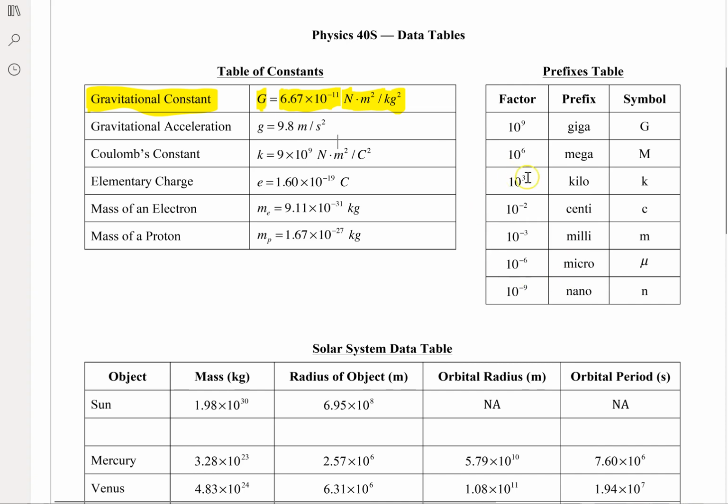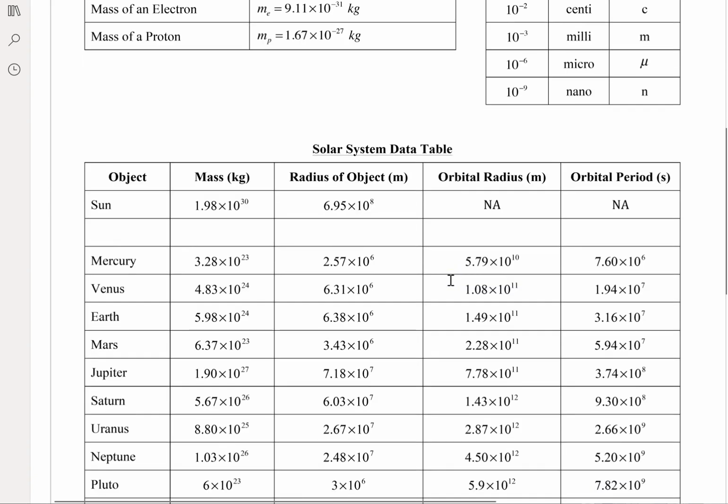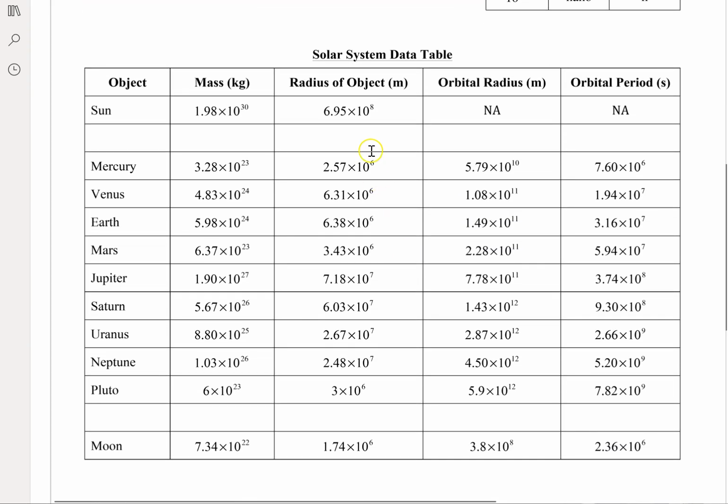We've got some metric prefixes here that I'm not going to spend too much time on. And then this is a solar system data table. So I have the masses of all the different planets. We have the radius of the object, so this is the actual radius of the planet or of the sun. And then the orbital radius. This is the distance between the center of the planet and the center of the sun. And orbital period tells you how long it takes to go once around the sun.